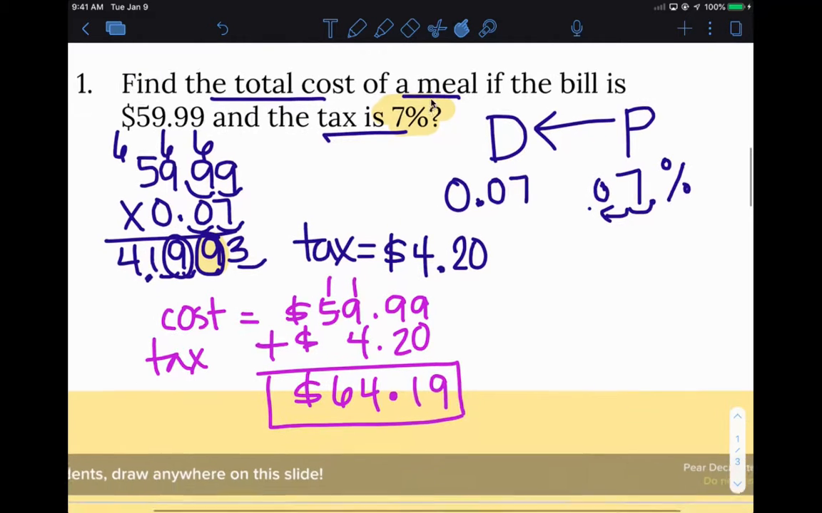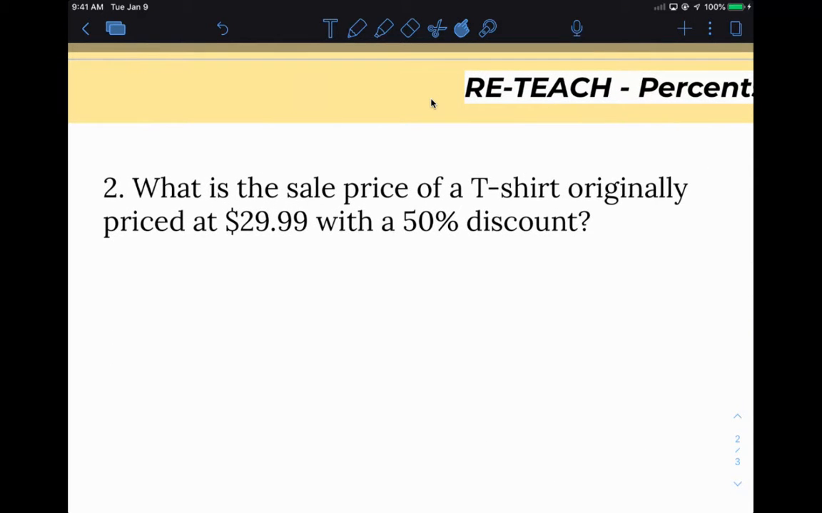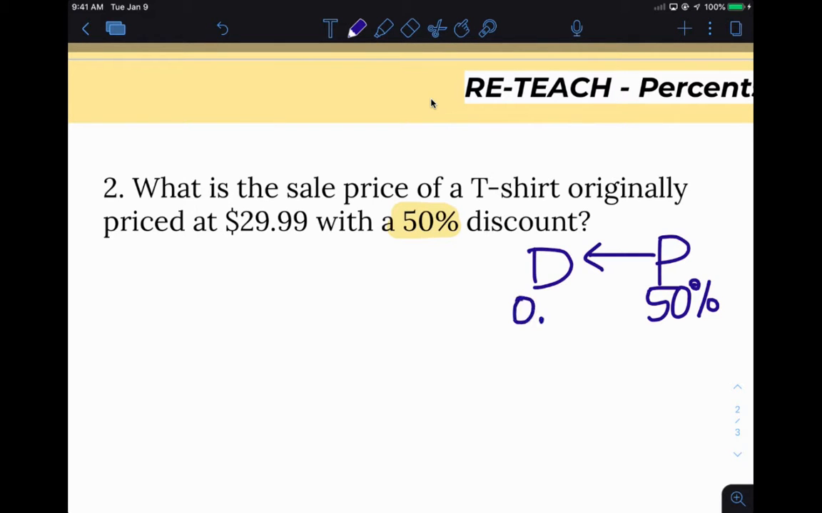So we go on to the next problem here. It says, what is the sale price of a t-shirt originally priced at $29.99 with a 50% discount? Okay, let's see. I have a percent right there. I need to convert that percent into a decimal. So I have 50%. I make it into a decimal. This will be 0.50 or 0.5. The decimal was here, I'll go 1 and 2.